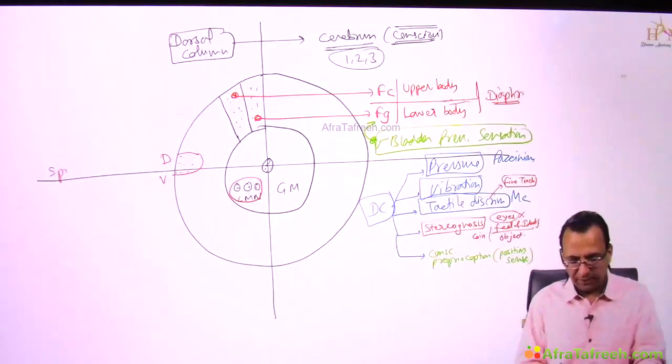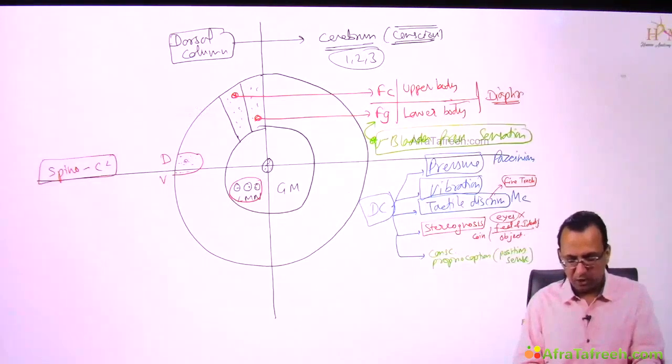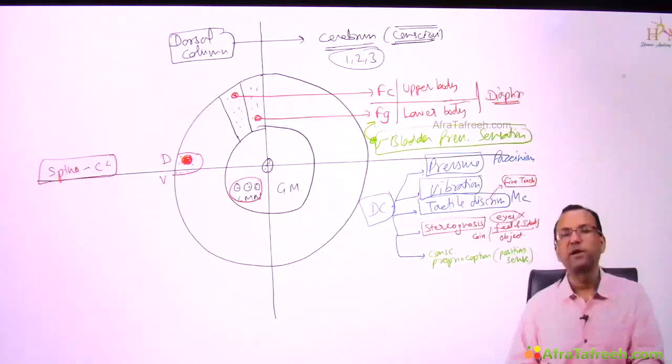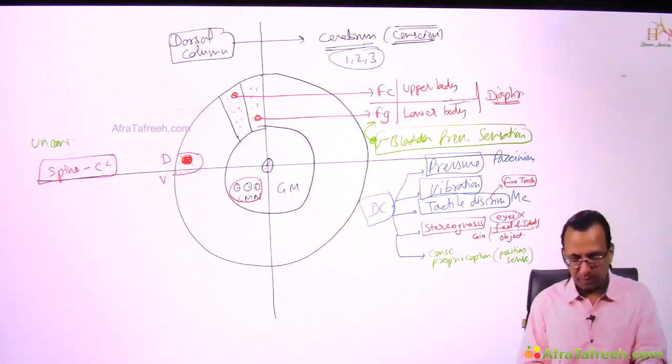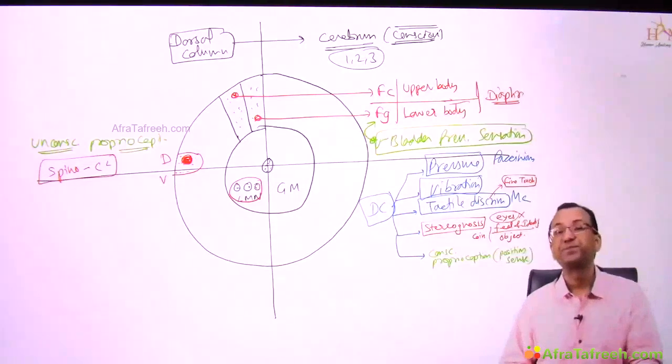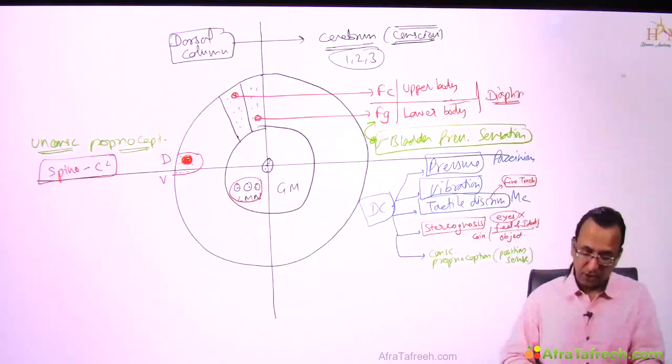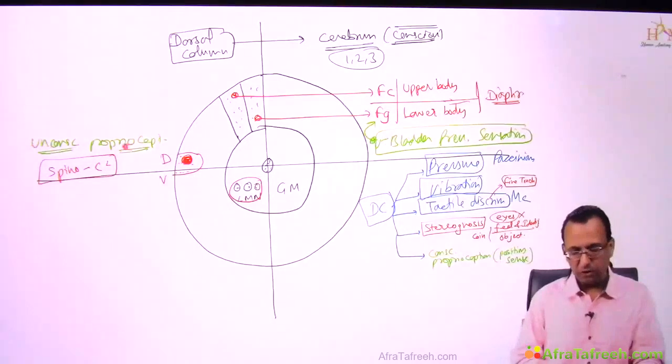Spinocerebellar tract, yes. And in the dorsal and ventral spinocerebellar tract, which is more important? Dorsal. It has more number of axons, so the dorsal spinocerebellar tract is more important. What is it carrying? It is carrying the unconscious proprioception. As you remember, we have discussed earlier that there is a dorsal and ventral spinocerebellar tract, and it is carrying unconscious proprioception.